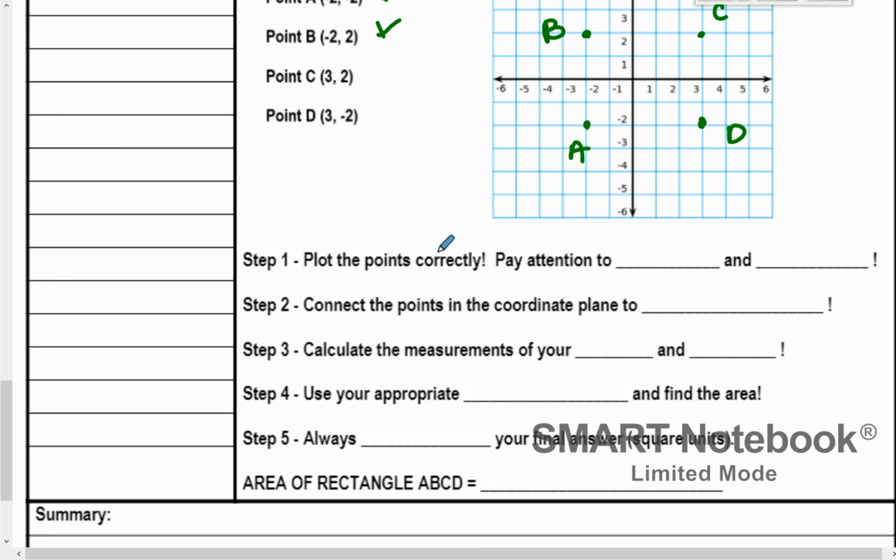Okay, so when we are graphing shapes on the coordinate plane, what we are first going to do is plot the points correctly. Okay, we need to pay attention to the x-axis and y-axis, knowing that x always comes first. Okay, we always have to go left or right before we can go up or down. Then we're going to connect those points in the coordinate plane to make a shape.